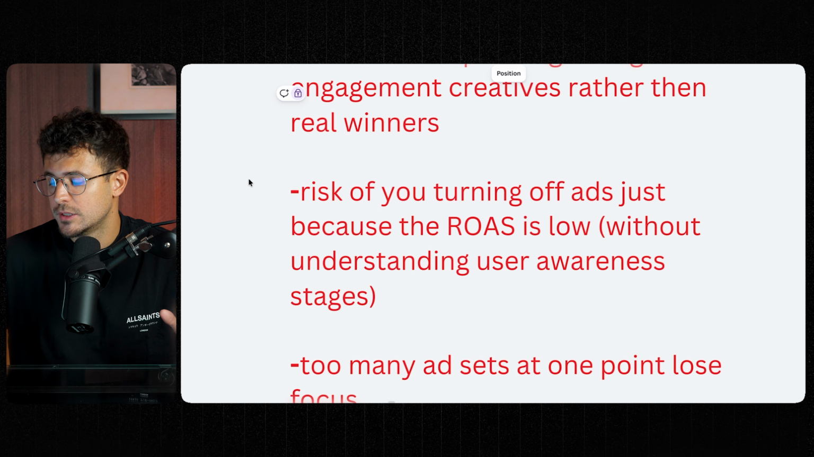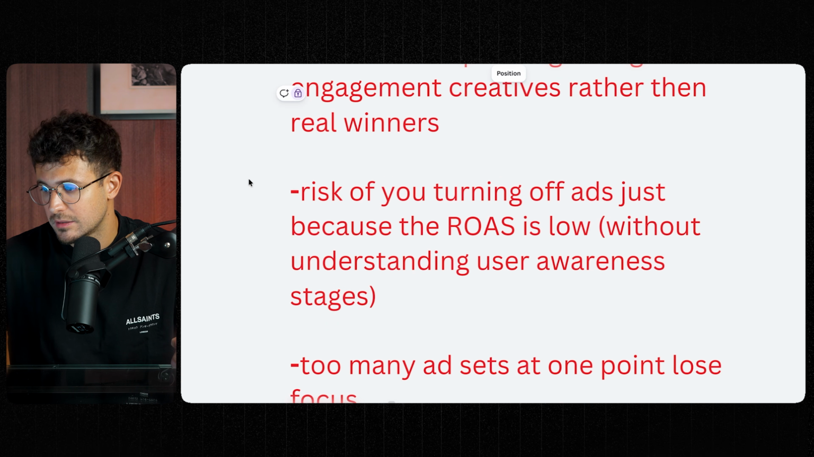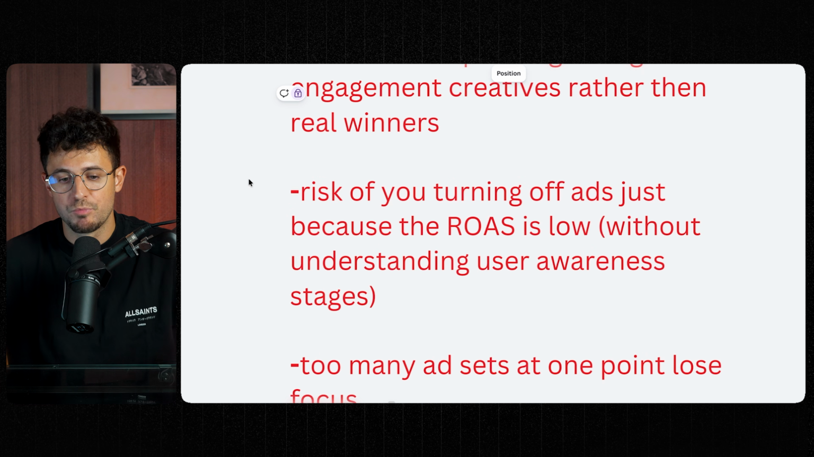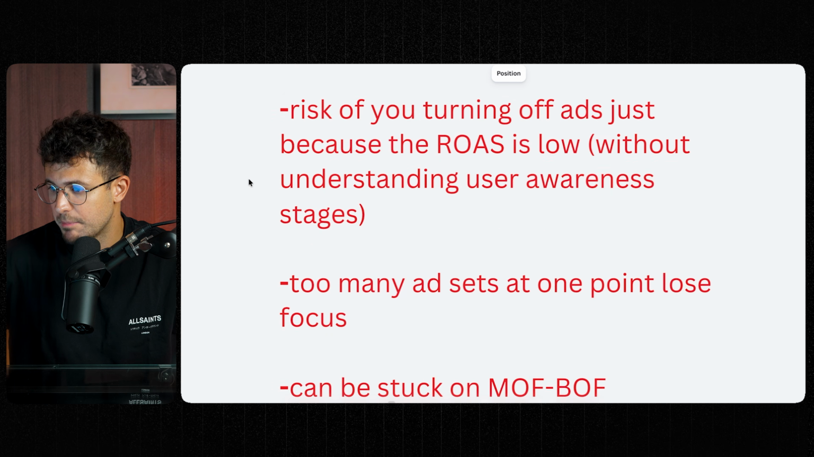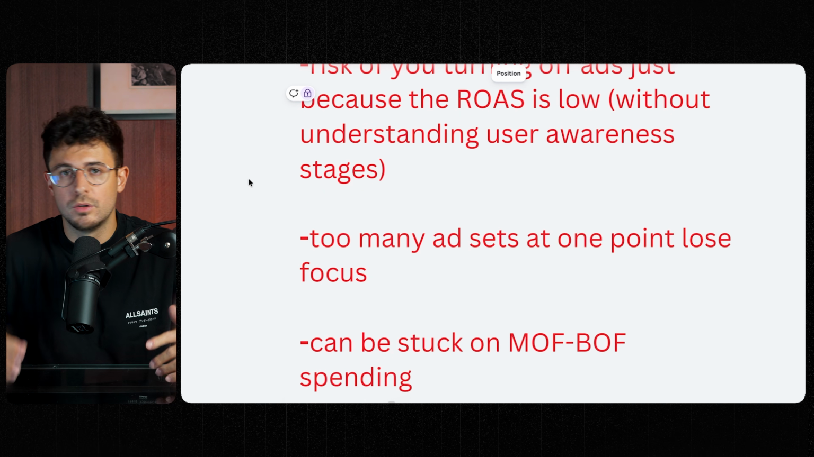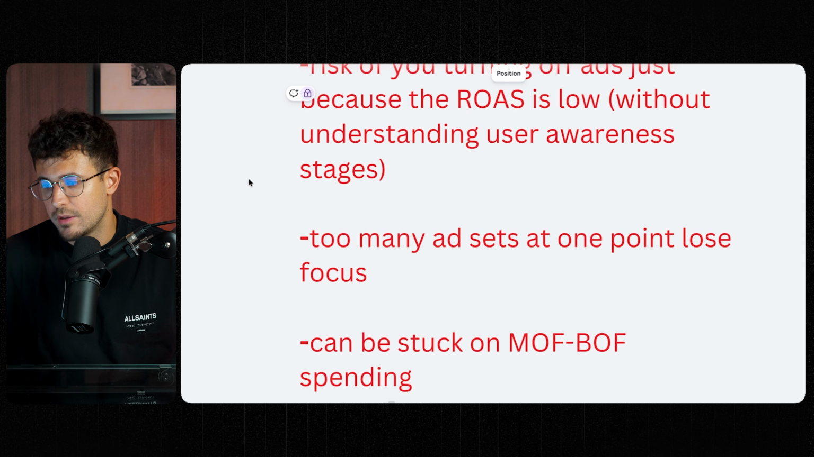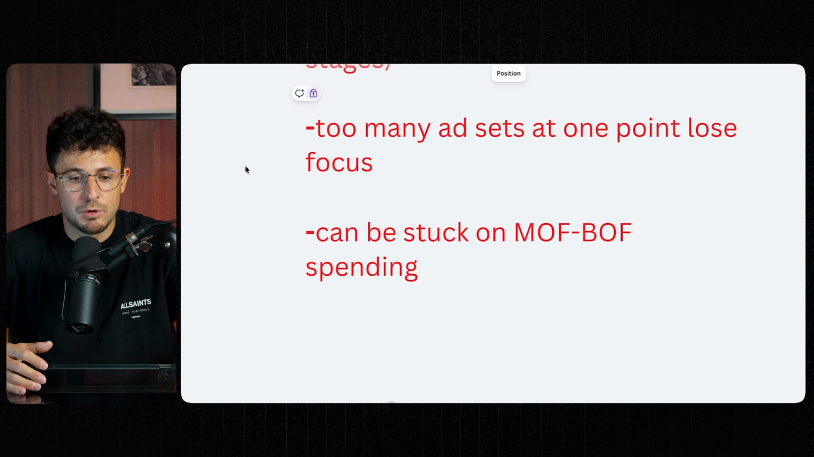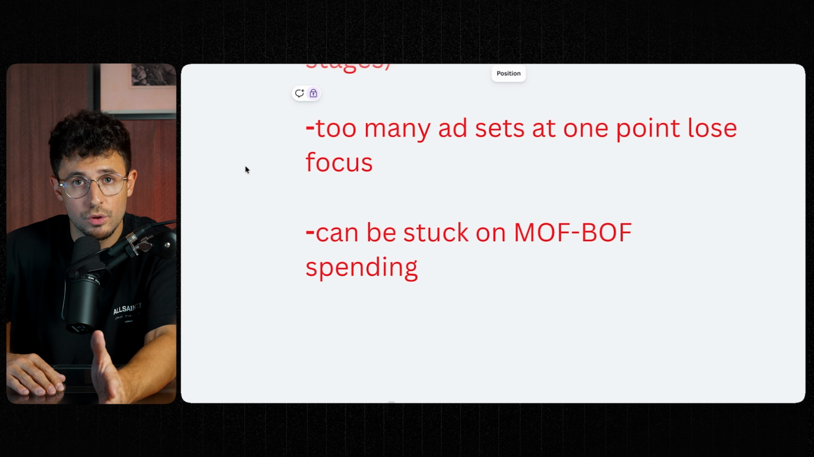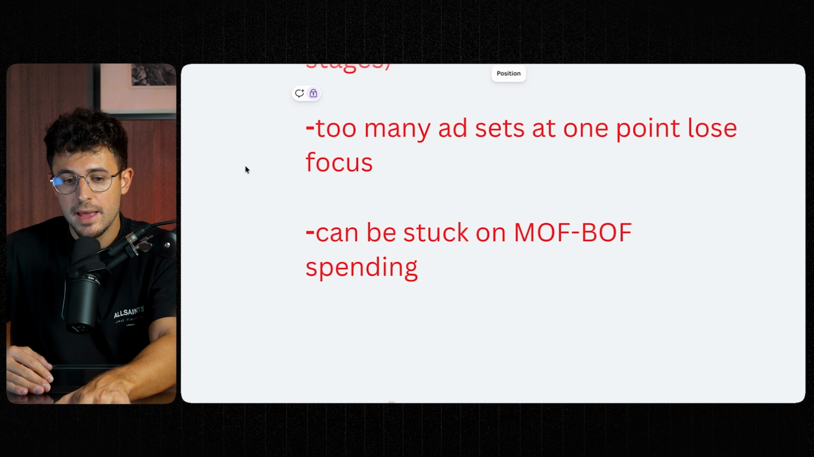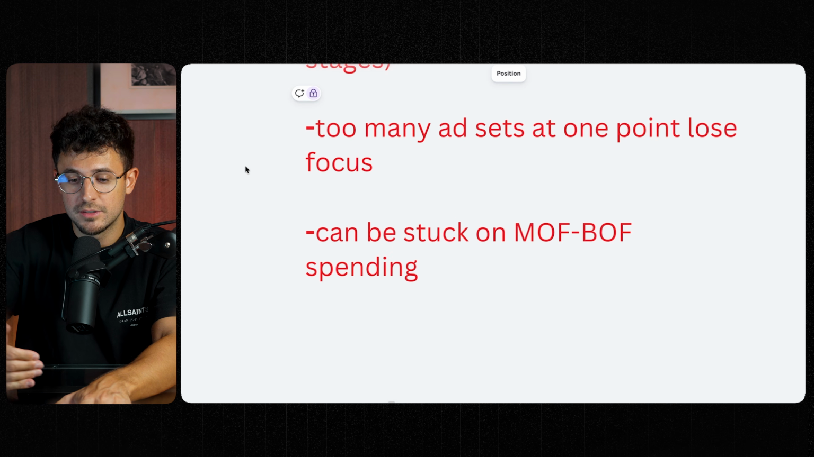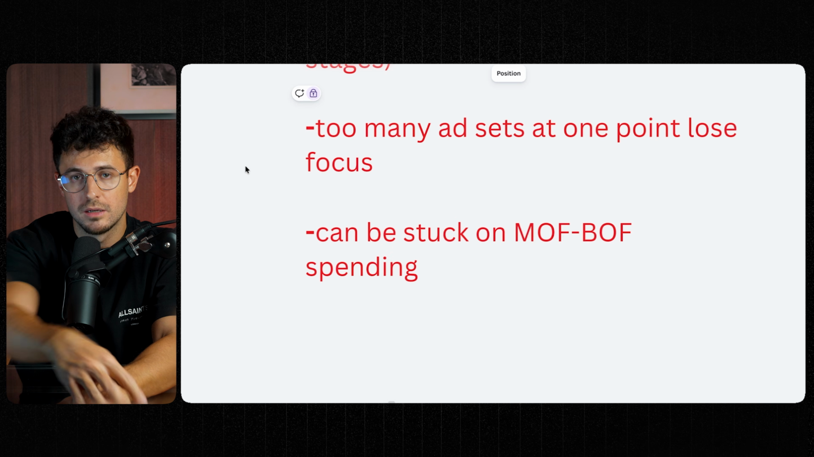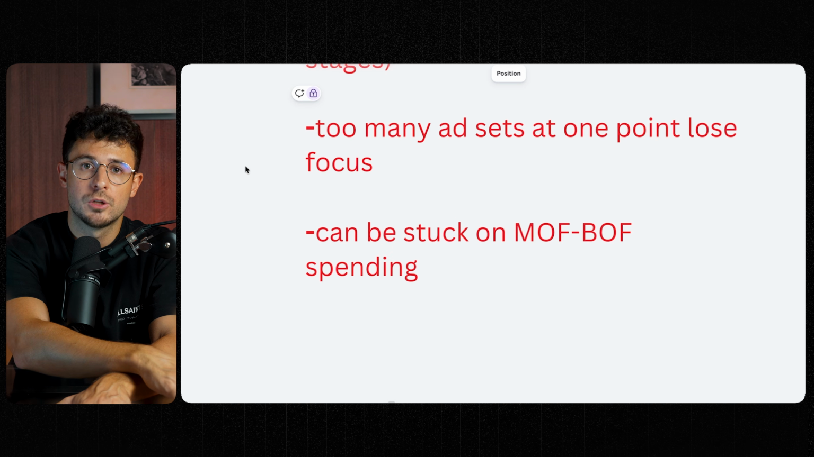Risk of you turning off ads just because the ROAS is low without understanding the user awareness stages, because you might be thinking singularly about the single ads within the overall campaign setup. You might end up having too many ad sets at one point and lose focus about everything, like what is going on inside the account. You can be stuck on middle funnel or bottom funnel spending, because sometimes Meta spends more budget on creatives with a frequency of 2 or 3, as I also show in another of my videos. And the moment you increase the budget, Meta is going to spend more budget over these creatives, probably because there is a better engagement or more signals, and so everything will be stuck. If you do it manually, you can allocate more budget towards top of funnel creatives.